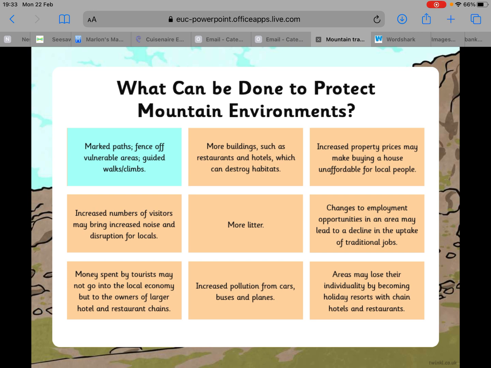What about more buildings such as restaurants and hotels? That could destroy habitats. Well, what you can make sure is that there is strict planning criteria, and that again can protect those fragile or those vulnerable areas.